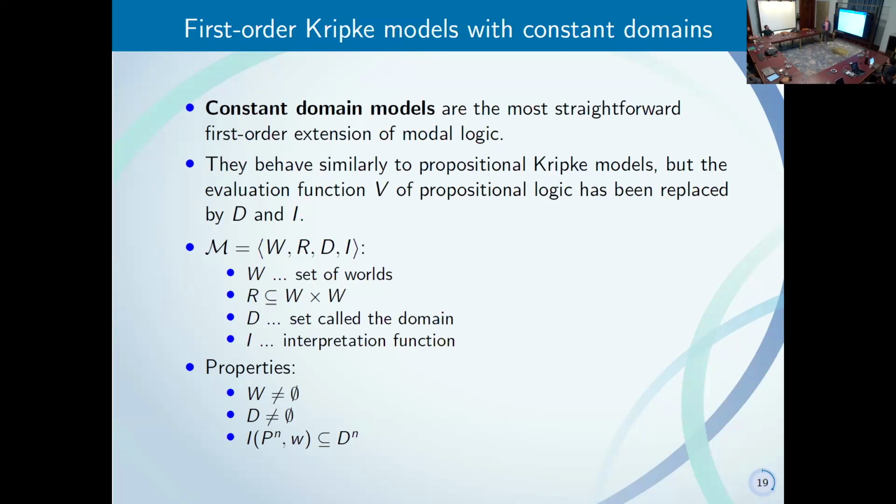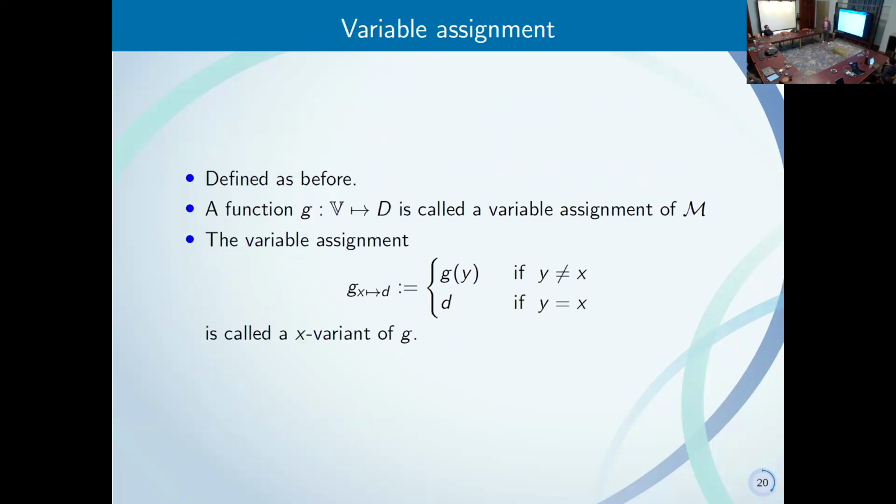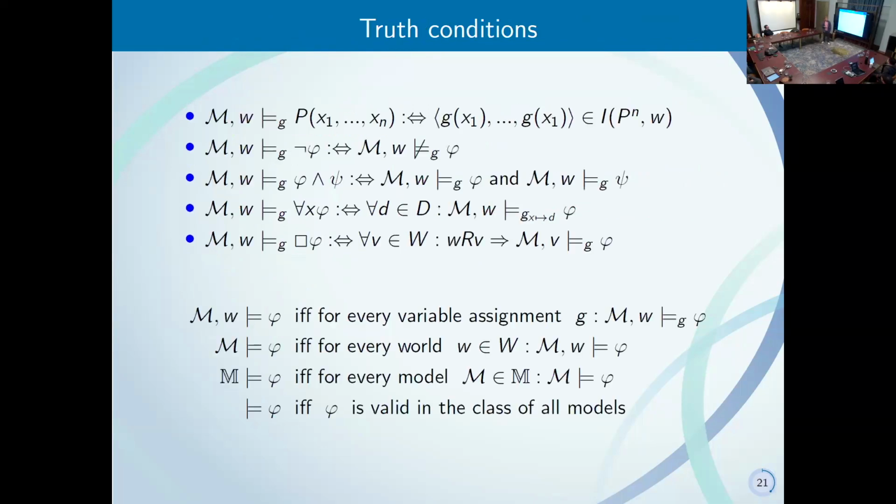And they behave very similar to propositional Kripke models, but you see here, basically what we have done, we have replaced the evaluation function with the domain and interpretation function. So we have combined what we have seen before from the propositional modal logic case and now the predicate case, and replaced it accordingly. This behaves exactly the same as in the propositional case, like this in the quantified case. And we have the properties again combined for the propositional and the first order case. Same goes for the variable assignment. I'll just put it on the board again.